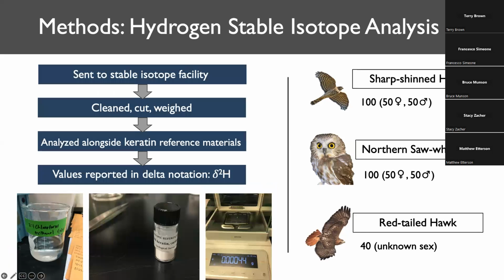And then we chose a subset of those feathers across the season and sent them to a stable isotope facility where they were cleaned and cut and weighed into tiny little capsules and then analyzed alongside some reference materials. And then what came back to us were these values reported in delta notation, which is this funny delta 2H symbol. Whenever you see that, that's just referring to the isotope ratio.